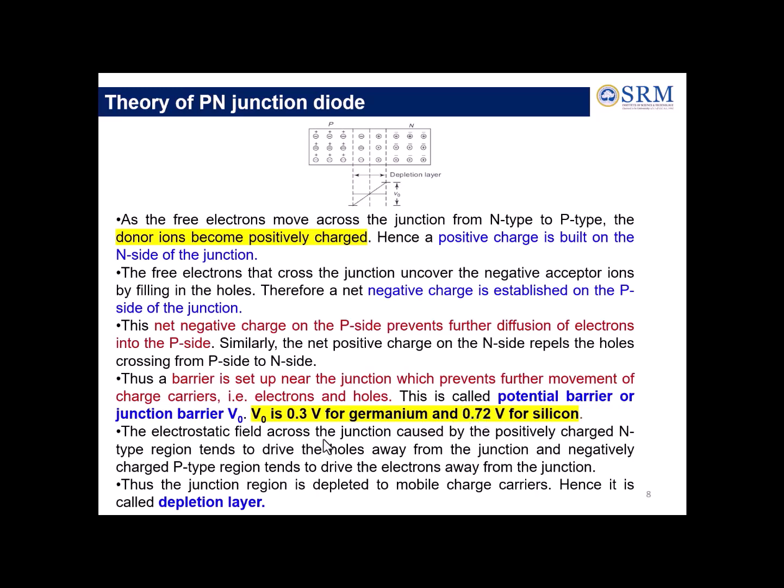The electrostatic field across the junction caused by the positively charged n-type region will drive the holes away from the junction. Similarly, the negatively charged p-type region will try to drive away the electrons from the junction. So now the junction is depleted of mobile charge carriers. Mobile charge carriers are not available now, so it is called the depletion layer.